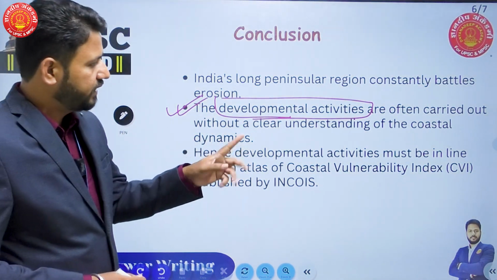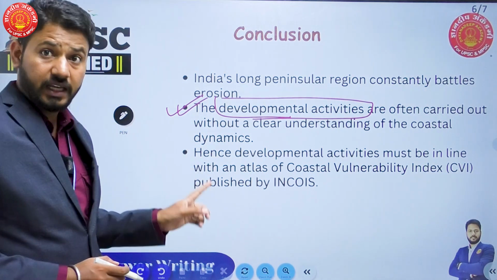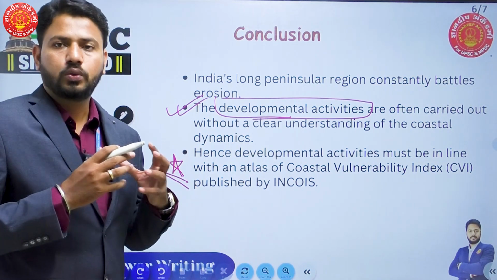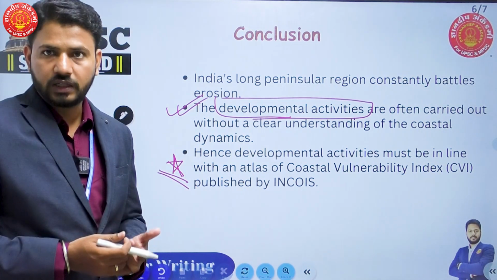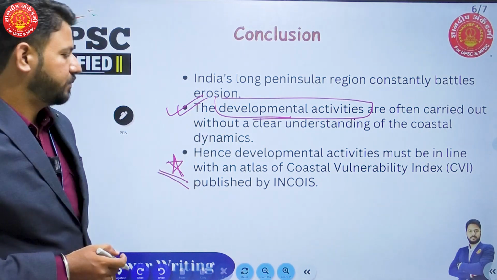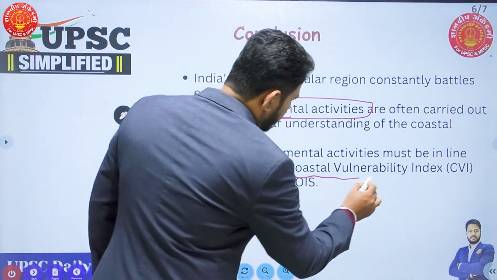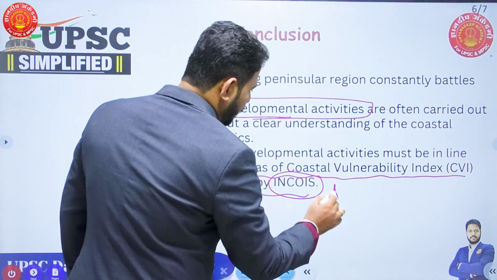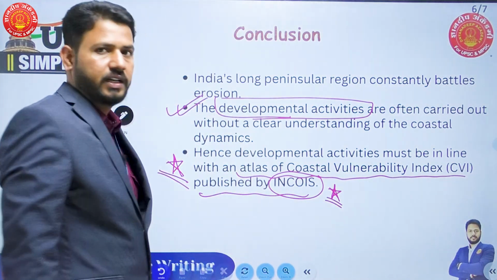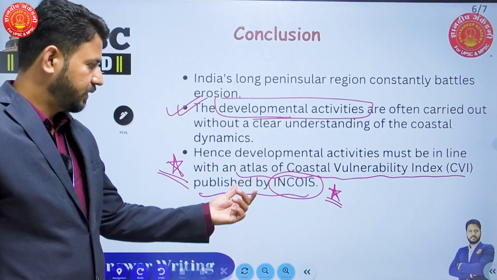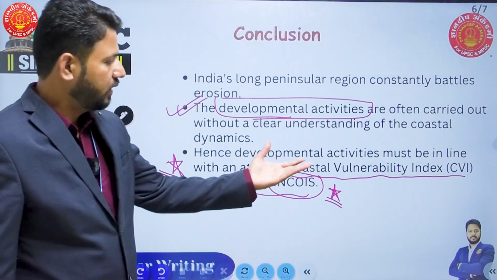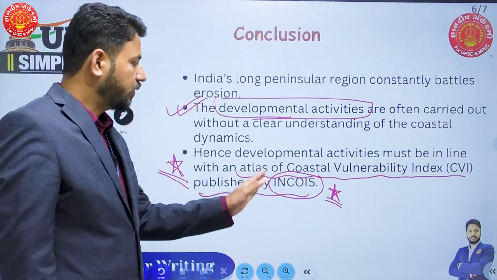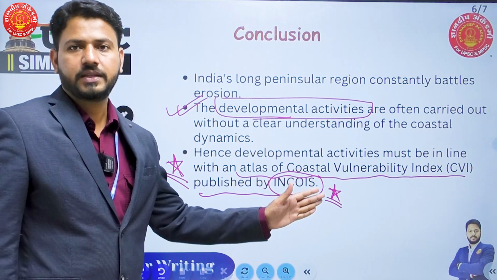Hence, development activities must be in line with an atlas. This is again very important. Wherever possible, we try to quote agencies, reports, and policies of the government. So, developmental activities must be in line with the atlas of coastal vulnerability index that is published by INCOIS. INCOIS is an important agency located in Hyderabad. This institute has come up with the atlas for coastal vulnerability index, and our developmental activities should be according to this atlas. I think this makes a very good end to the question.